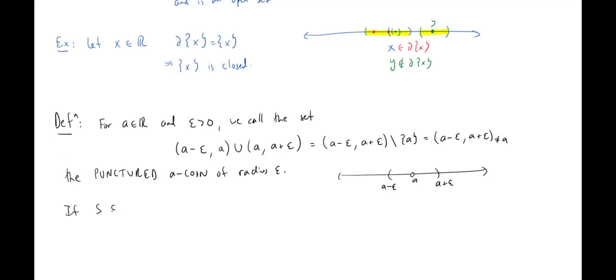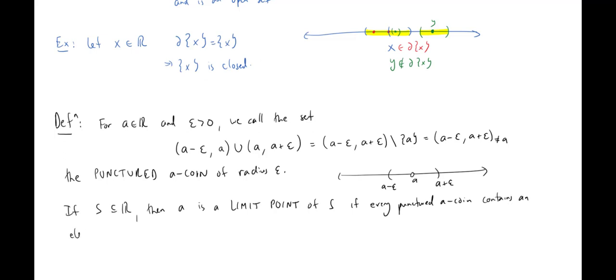So if I have some subset S of the real numbers, then this a, we're going to call it a limit point of S if every punctured a coin contains an element of S. And we denote the set of limit points by L of S.